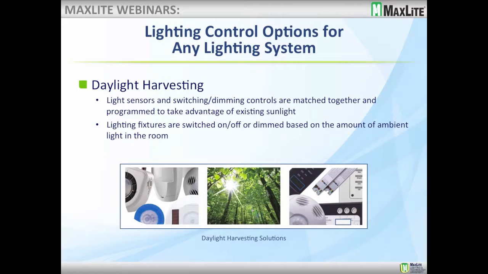Another way to control a lighting system is daylight harvesting, and that uses light sensors paired with either a switching or a dimming control that would take advantage of how much light is already in the room, ambient light from sunshine or windows or whatever, and control the lights accordingly.